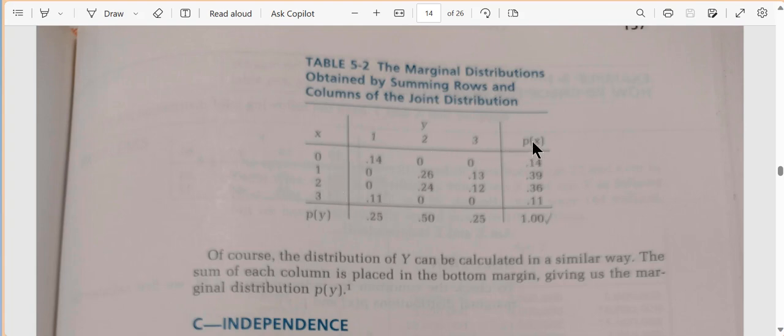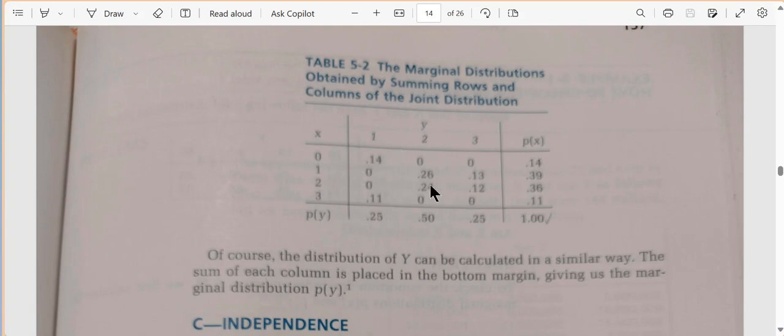So notice that we got the probabilities for x from summing, and we write them over here. Usually, we call this a margin for the table, and we also can call this a margin for the table. So from that use of the word margin, they called this the marginal probability.